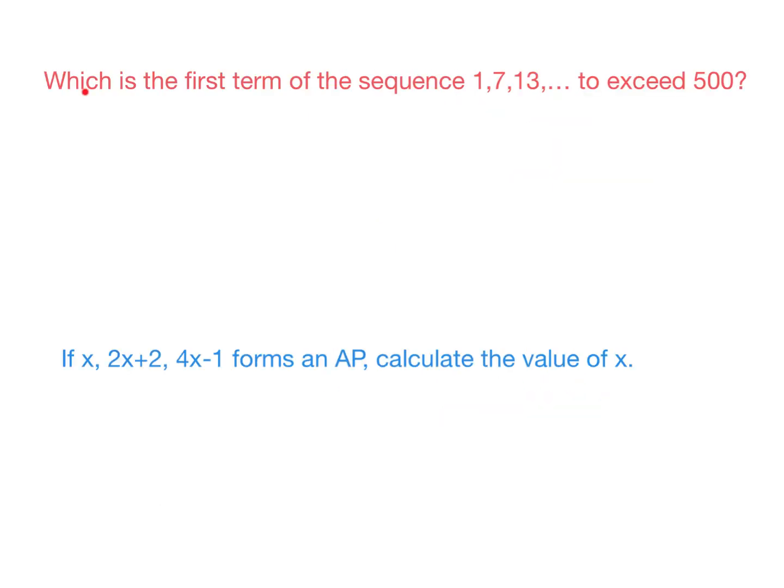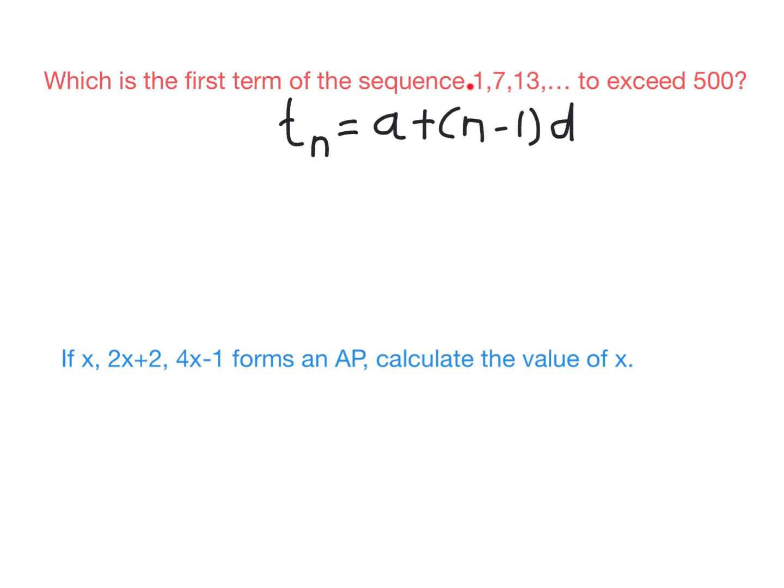So this question asks which is the first term of the sequence 1, 7, 13 and so on to exceed 500. Whenever you're attempting a question involving the term of an arithmetic sequence, we use the formula Tn equals a plus (n minus 1)d. Now this equation has 4 unknowns: T, n, a, and d. So you have to figure out which of those 4 you're finding.